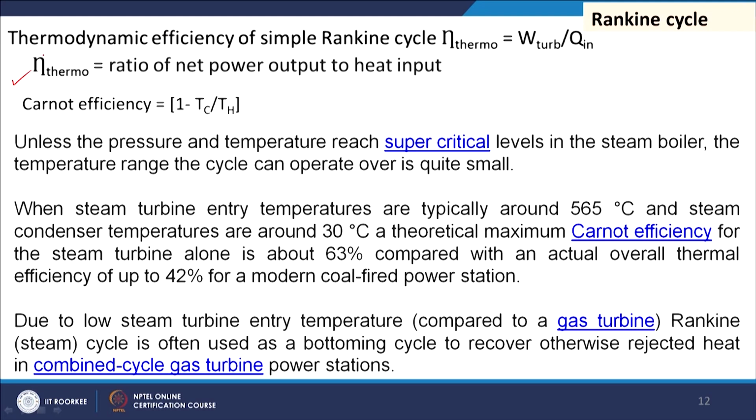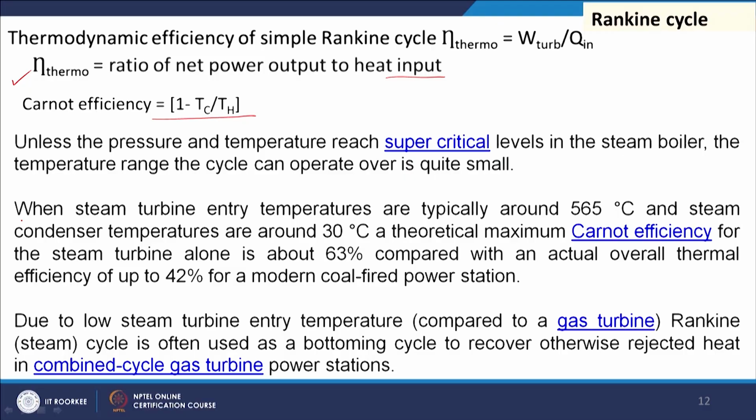Now, as per this Rankine cycle, thermodynamic efficiency is equal to the ratio of net power output to heat input, and Carnot cycle efficiency is 1 minus cold temperature by hot temperature, that is, 1 minus Tc by Th. Now, if we increase the hot temperature, then the efficiency is more, that we have discussed in the introductory module also. If we can use supercritical conditions, then we can enhance the efficiency, but how much?